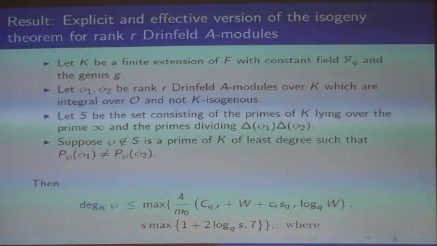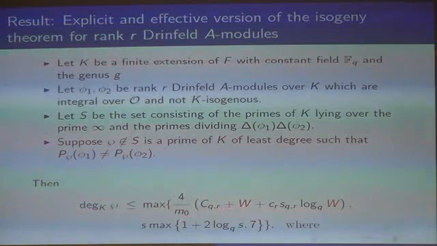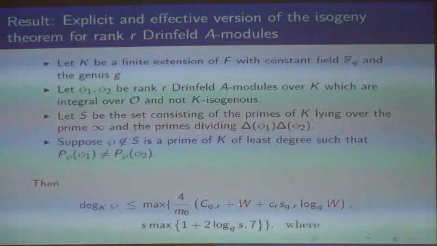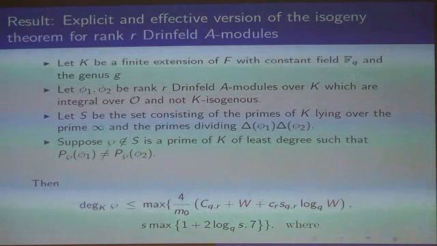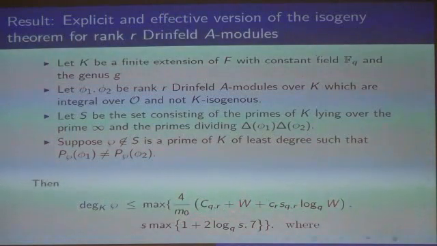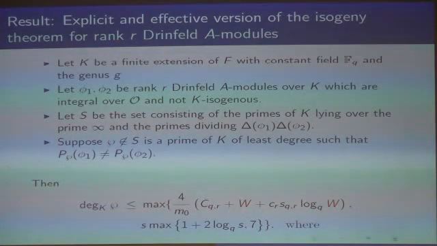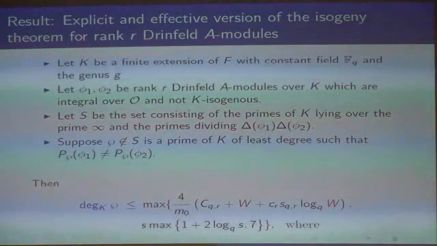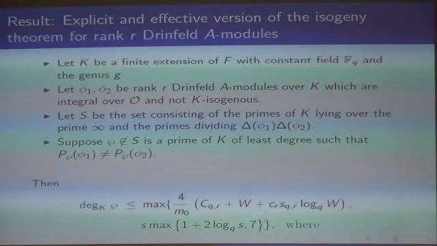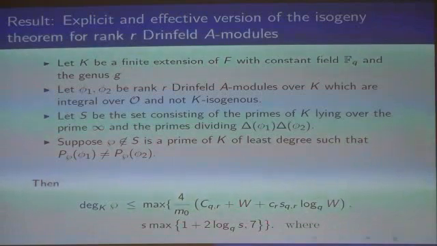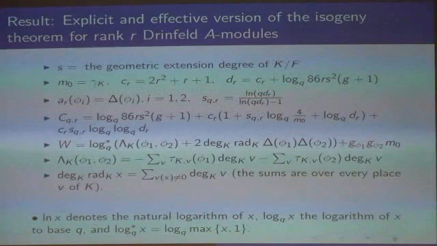Then you may wonder what M_0, C, Q, R, W are. But these values I'm going to explain in the next slide. This is a notation. But this red one, W, I put in red because this is the part which is not completely explicit. So if the Drinfeld module is given and K is given, then all the other parts are completely determined. So let me show you here.